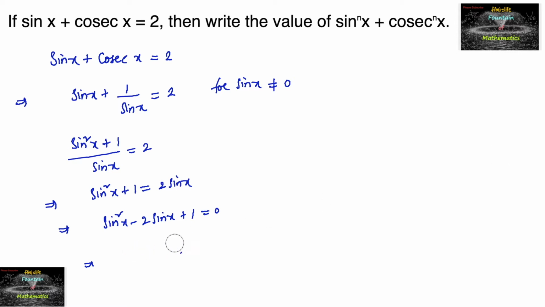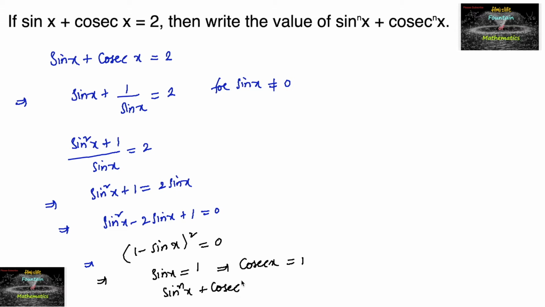So we shall write (1 minus sin x) whole square is equal to 0, because the maximum value of sin x is 1. Which implies that sin x is equal to 1, which also implies that cosecant x is also equal to 1. So sin to the power n x plus cosecant to the power n x will be equal to 1 to the power n plus 1 to the power n.